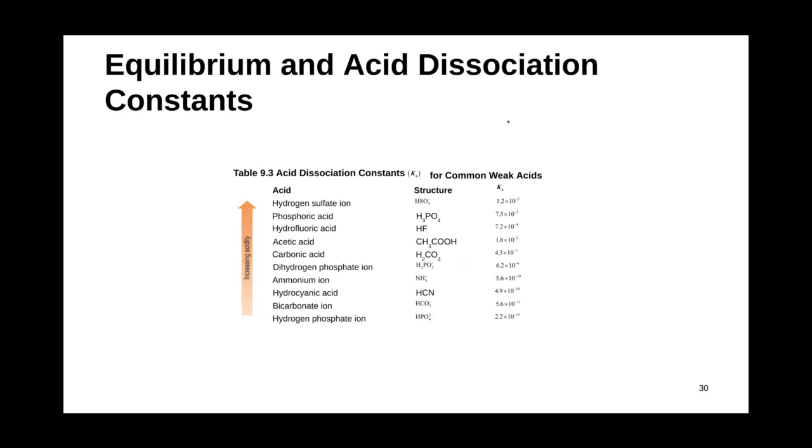Now, conversely, when we start to look at strong acids like hydrochloric acid, it's basically going to flip this on its head. We're going to have very, very high Ka values. But again, this table is just Ka values for weak acids. You'll notice that Ka increases as the acidity increases as well. That's what we just discussed.